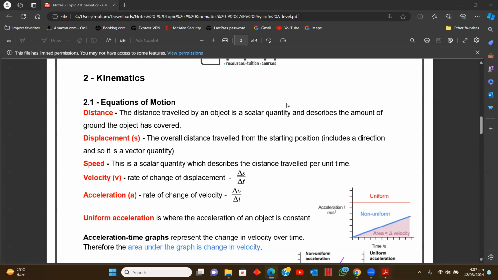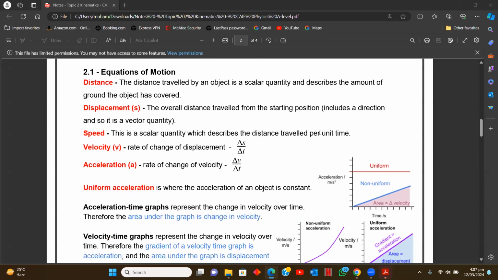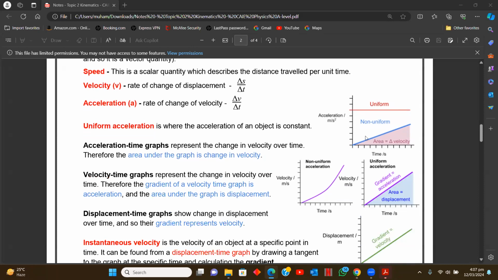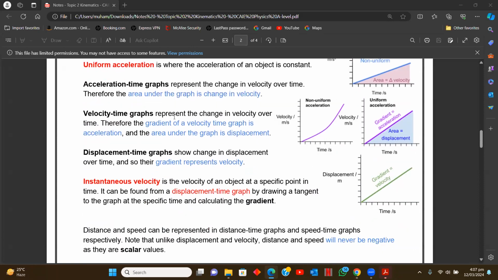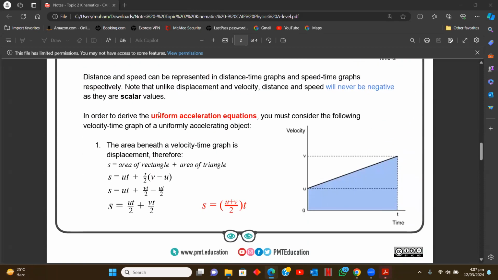on these physical quantities as well: distance, displacement, speed, velocity, acceleration, right? And we've also covered all three types of graphs: acceleration-time, velocity-time, and displacement-time graphs. Now, let's try to understand this concept of areas, which we have also done to some extent.